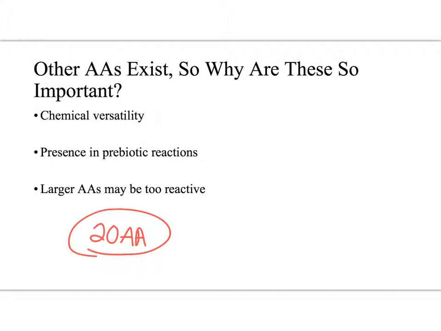Well, part of that is because we've seen that there's a lot of chemical versatility with those 20 amino acids that we already have. They also are the amino acids that were present in these prebiotic reactions. Remember that whole idea of the primordial soup and the formation of life from that. And there's also a problem where some of the larger amino acids that exist outside of this list of 20 may be too reactive. And so we don't want those in biological systems because we don't want all of these side reactions taking place.